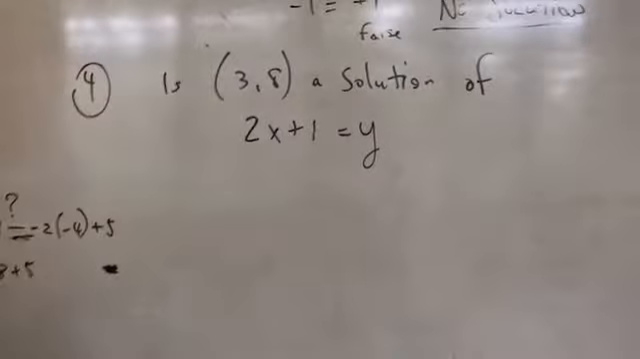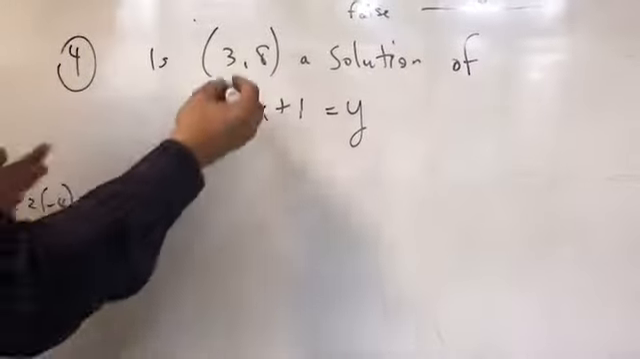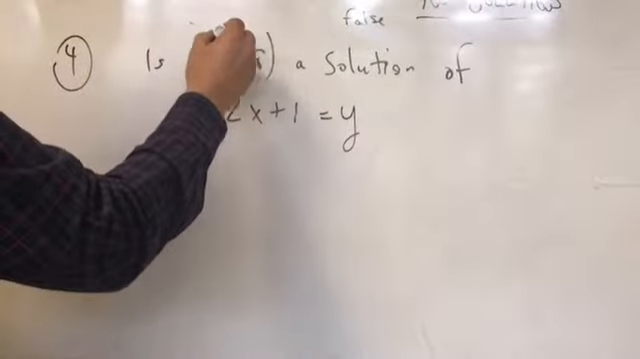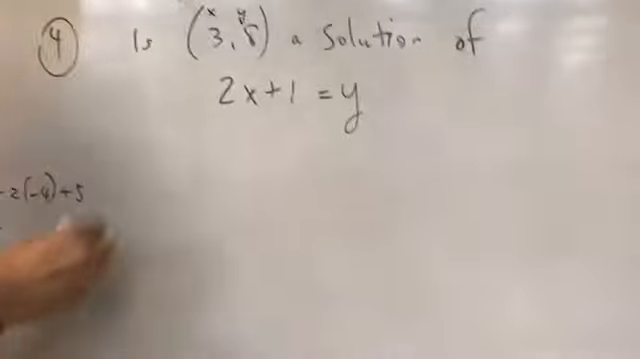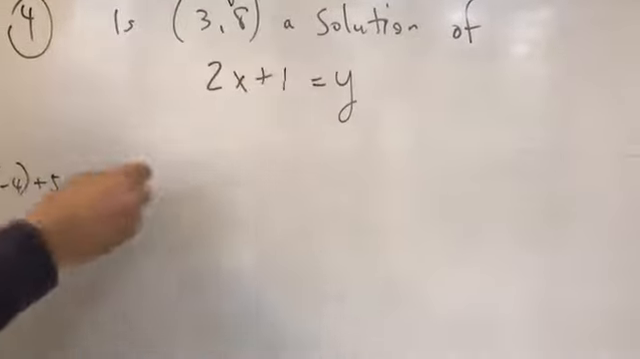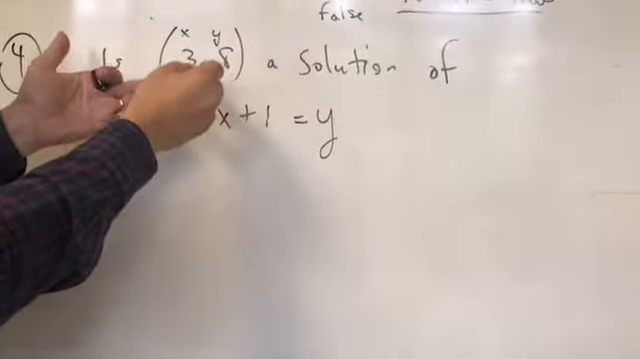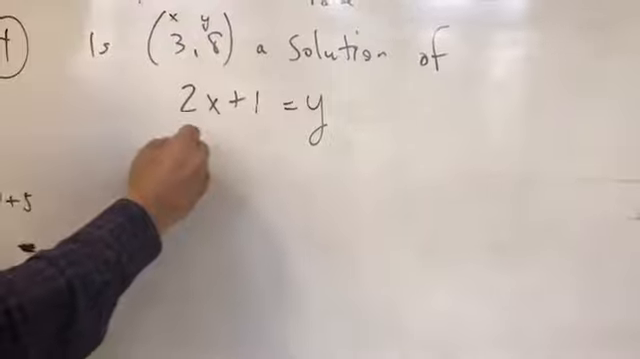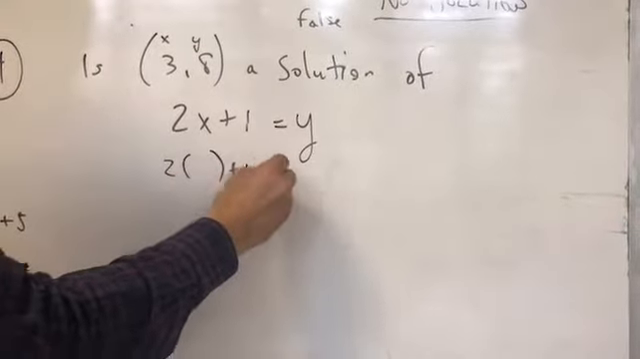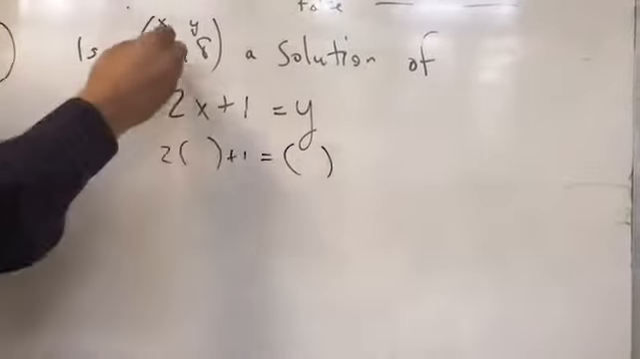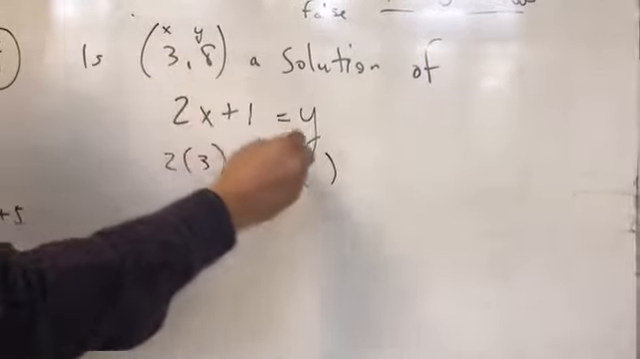Last but not least, is (3, 8) a solution of 2x plus 1 equals y? It's very simple to answer this. This is an ordered pair, x and y. And if there were two of them, we'd put x1, y1, x2, y2. But there's only one, and there's only one thing you can do, which is substitute that into here. So we're going to go 2 substitute plus 1 equals substitute into y. What do we substitute? That 3 and this 8.